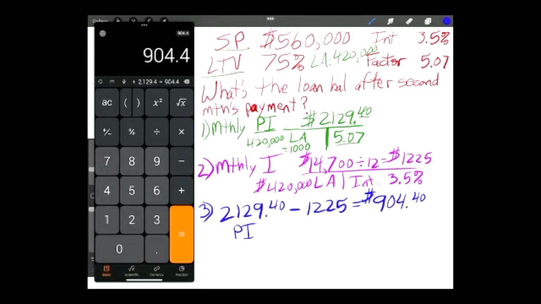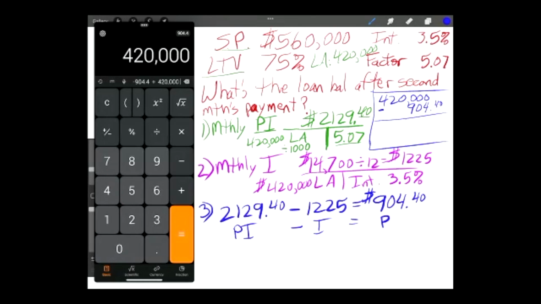All right, then let's see, minus the interest equals the principal. Now, what does that mean our new loan balance is? I'm going to make a little box right here. Our loan balance started out being 420. Now it's less. Now it's 420 minus 904.40. Means our new loan balance is 419,095.66. That's terrible writing. That's our new loan balance after we made our first month's payment.